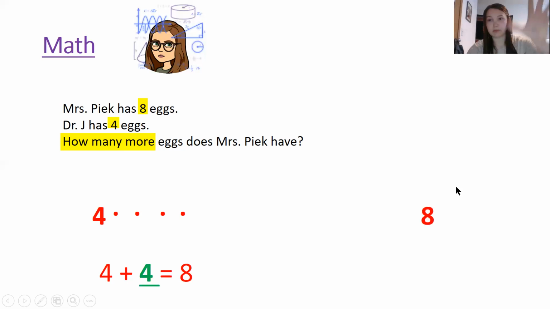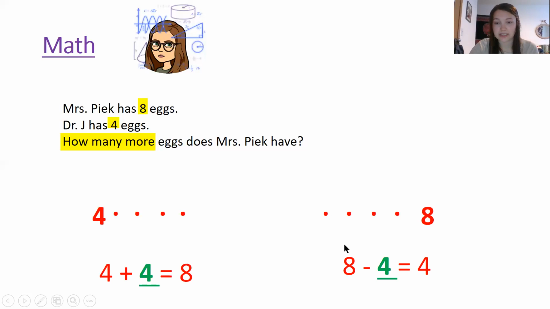So we're starting with 8, which means we need to take the 8 out of the air and put it in our heads. 8, 7, 6, 5, 4. And we need to stop at 4 because that's where our smaller number is. And when we started at 8 and counted back to 4, we counted back 1, 2, 3, 4 times. And we can also write the number sentence 8 minus 4 equals 4 to match the work that we just did. And in both cases, whether we were counting on or counting back, we got the same number of eggs. So Mrs. Peak has 4 more eggs than Dr. J.